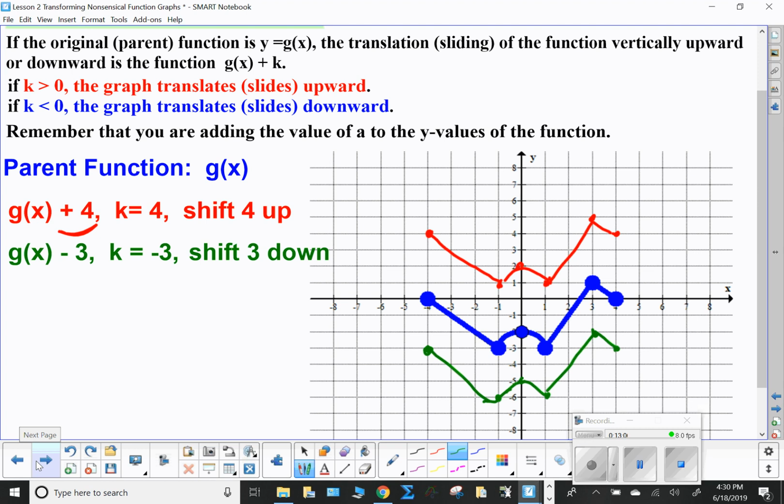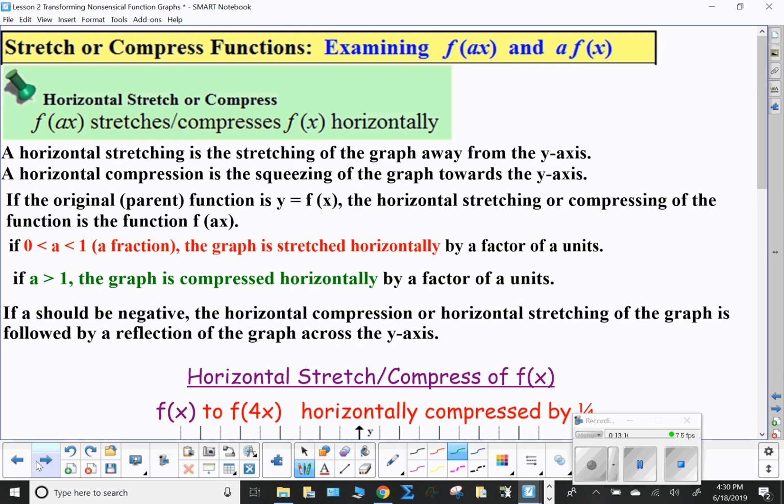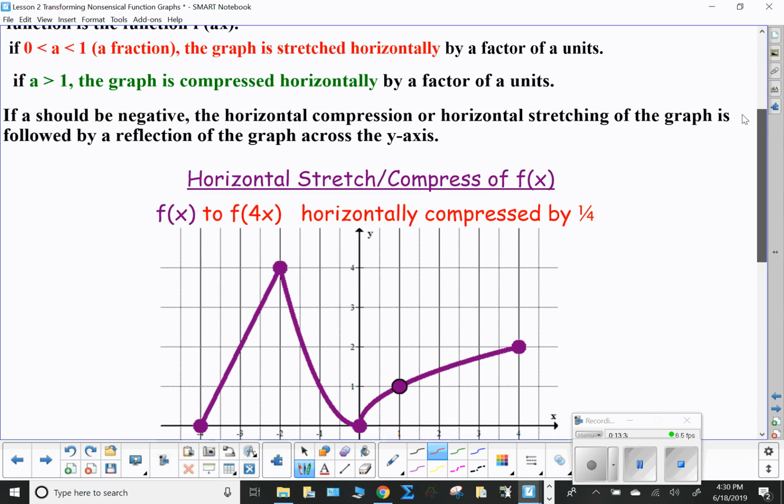Now, in addition to reflecting and moving, we can also stretch or compress or deform a picture. Again, notice that if we stretch or compress horizontally, we are inside. Anytime you're inside, you're going from side to side. Okay, you're affecting it horizontally. Now, inside is always a little wacky. Remember we had x minus h? So when you were looking at the equation, it was kind of opposite what you might think right away.